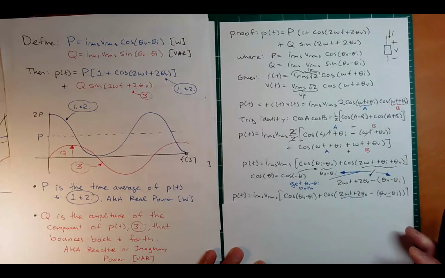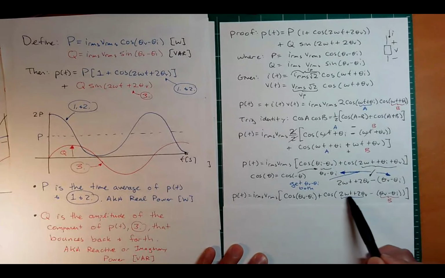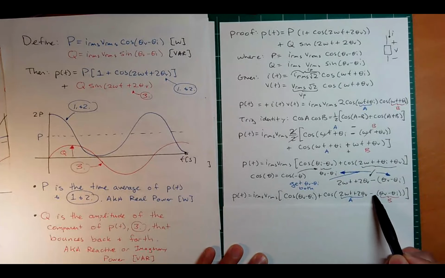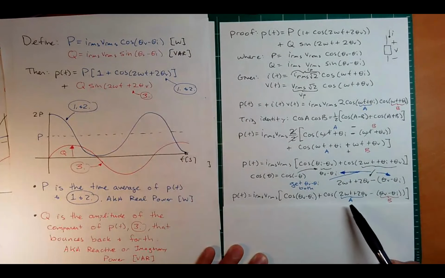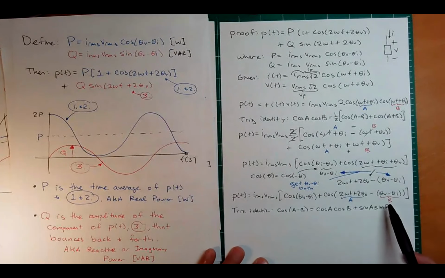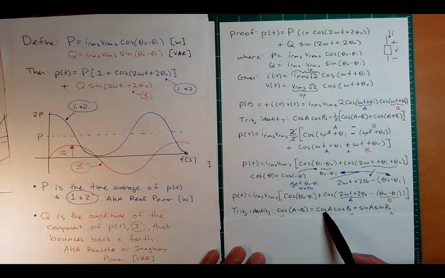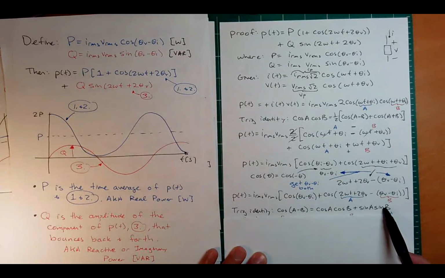So this is the same as this, and this is the same as this. I just rewrote that out: theta V minus theta I, 2 omega t plus 2 theta V minus theta V minus theta I. Good. Okay, I'm getting there. I can do one more trig identity. Look, I have another A and another B. Cosine of A minus B equals the multiplication version: cosine A, cosine B plus sine A, sine B. Oh, I think I can feel it. I'm close.